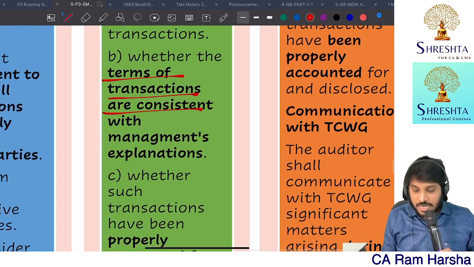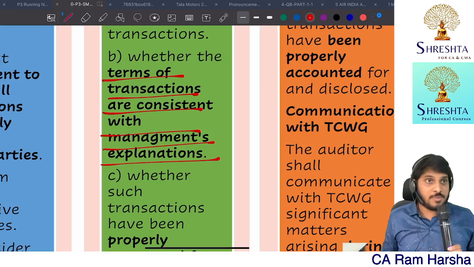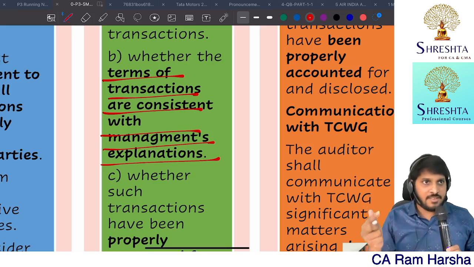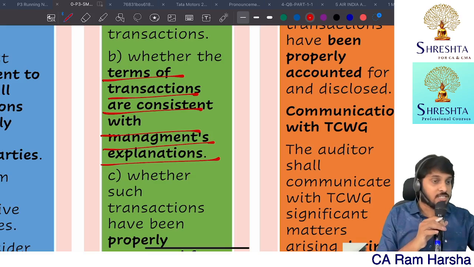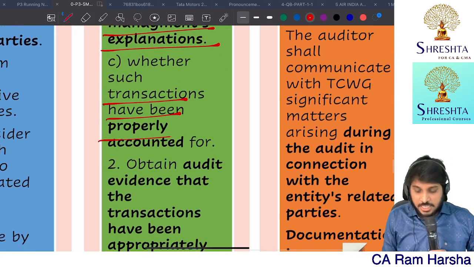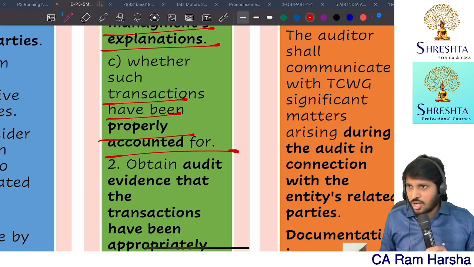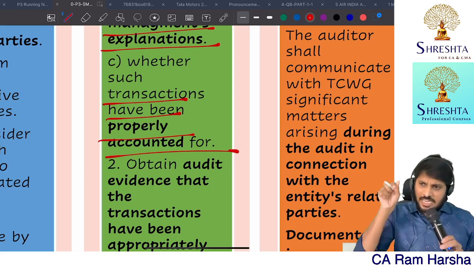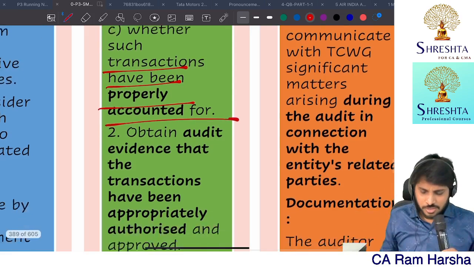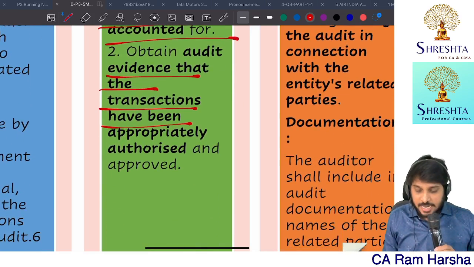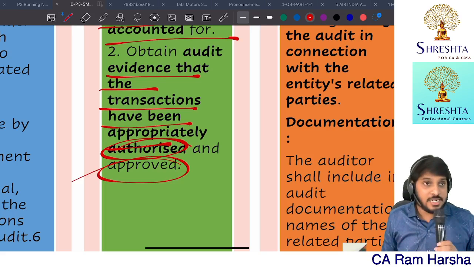Whether terms of the transactions are consistent with the management explanation. You asked them, right? What is the rationale? They gave explanation. Look at the agreement. Are they consistent? Whether such transactions are properly accounted. By the way, this is an outside normal course of transaction. Okay, let it be whatever it is. Is it accounted in the right manner? Check out. And get an evidence that these transactions are properly authorized and approved.